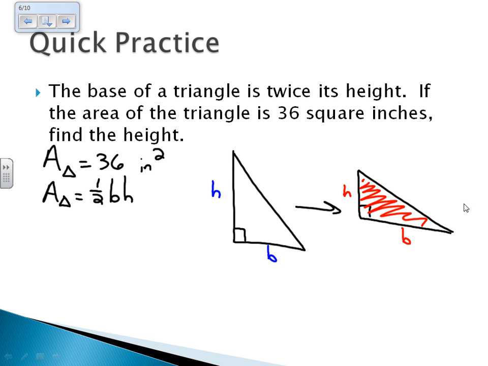X. So let's say that the base of the triangle is twice its height. So the base is what then? 2x. And what's the height? X. Do you agree that the base is 2 times as big as the height? So then we plug them into our formula. What's my area? 36. So 36 inches squared equals half. What's my base? 2x. What's my height?